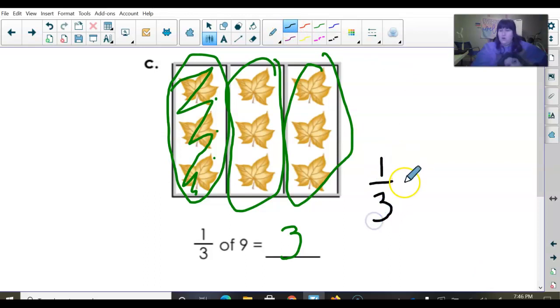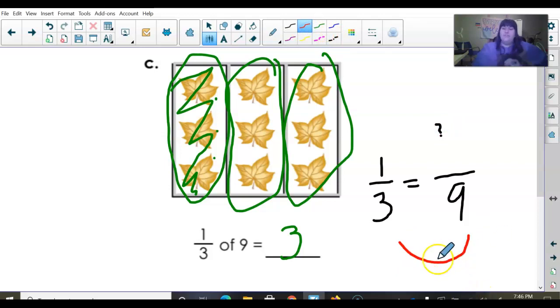1/3 of 9? 1/3 equals how many ninths? We're looking for that missing numerator. 3 to 9, times 3. These have to be equivalent fractions, so what do I have to do to the numerator? Times 3. So my new numerator is 3. 1/3 equals 3/9. So what's 1/3 of 9? 3. And that matched. 1, 2, 3.